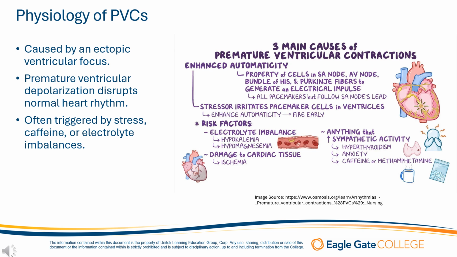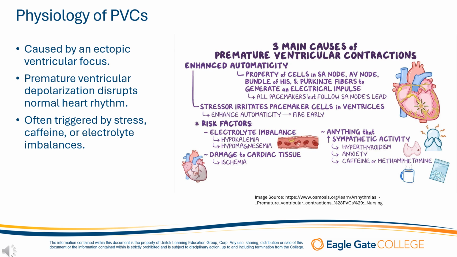The premature contraction interrupts the normal rhythm of the heart. This can be seen on an ECG as an irregular rhythm due to the early occurrence of the PVC. Because the ventricles contract out of sync with the rest of the heart, the overall rhythm becomes irregular, contributing to the skip beat sensation that patients often feel.